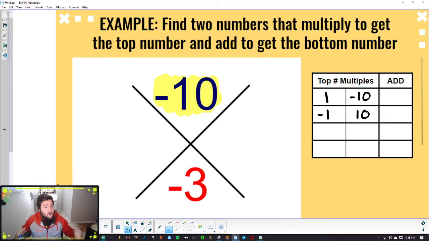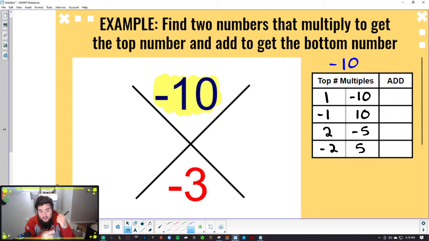Okay, but we don't have all of them yet. We also know that 2 and 5 can multiply to give us 10. So we also have 2 times -5, and we also have -2 times 5. These top number multiples are all the numbers we can multiply together to give us -10. Okay, that's all of them. There aren't any more.